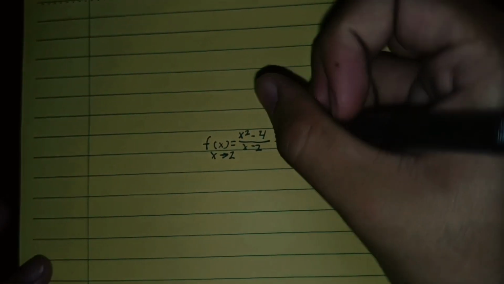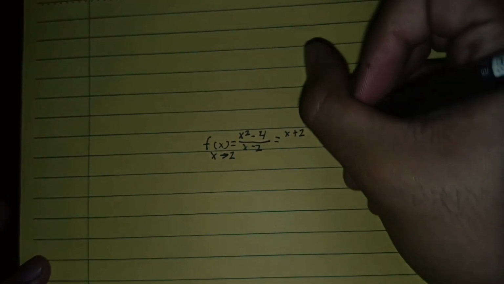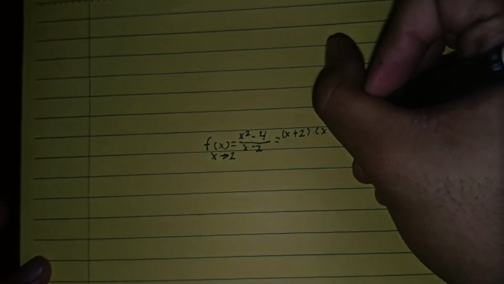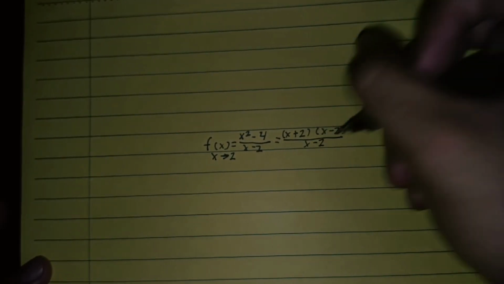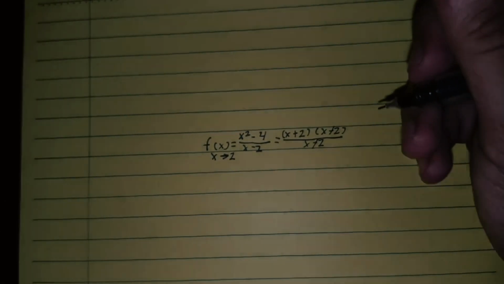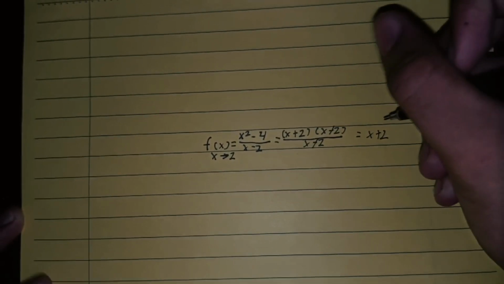So f of x equals x plus 2 times x minus 2 over x minus 2. So we're going to cancel out the x minus 2. The numerator becomes x plus 2. So now we just substitute again. 2 plus 2 equals 4.